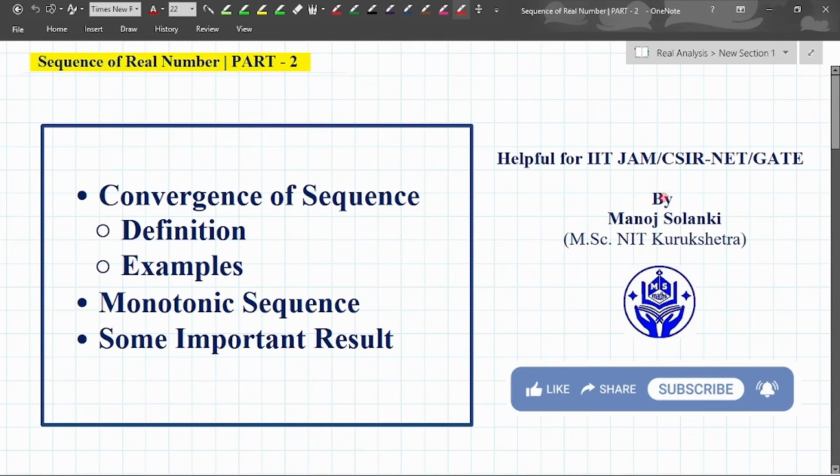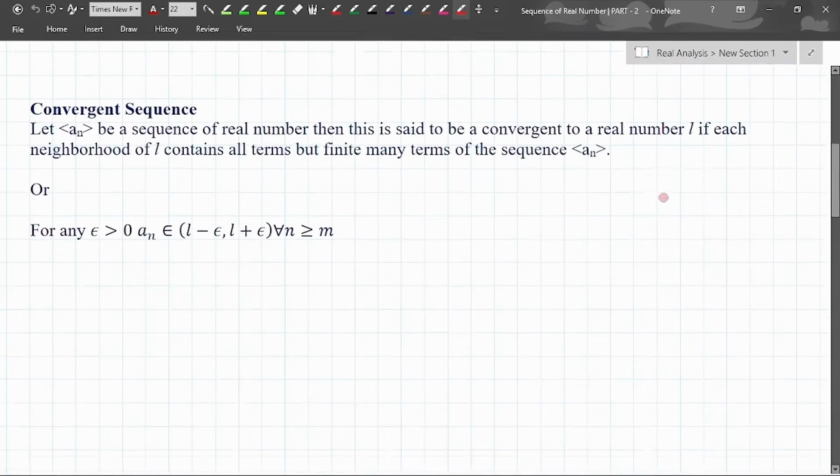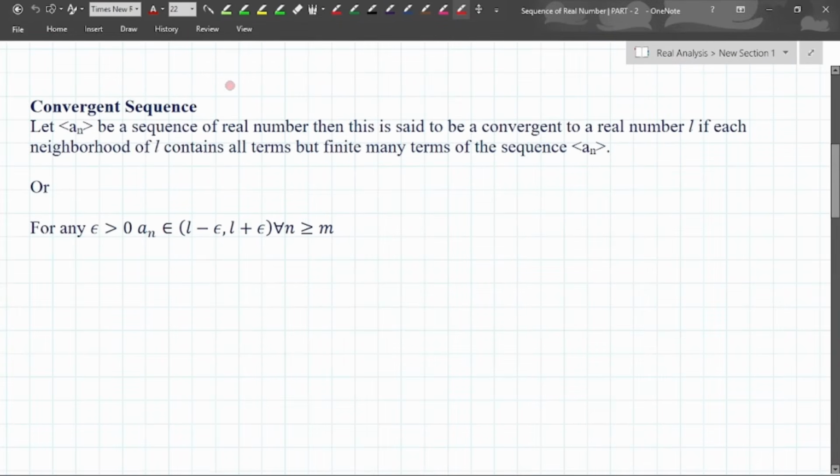Now let us start with the definition of a convergent sequence. What do you mean by convergence of a sequence? Whenever we have a sequence, denoted like this, a n, it may be monotonic increasing, decreasing, or whatever. The sequence is said to be convergent to a real number L. It means my sequence is converging to a real number L, where L belongs to the real numbers.